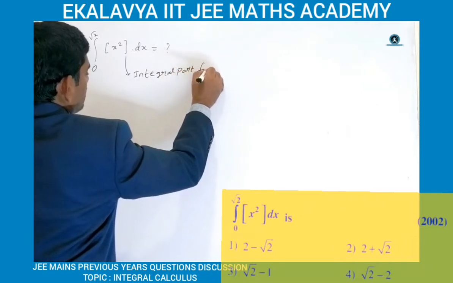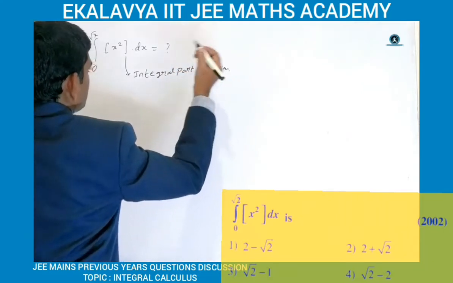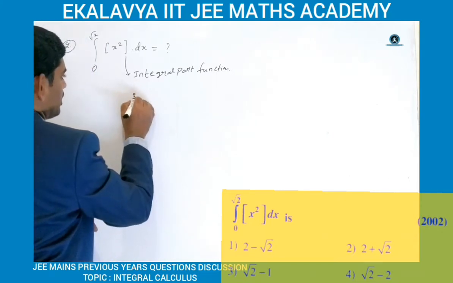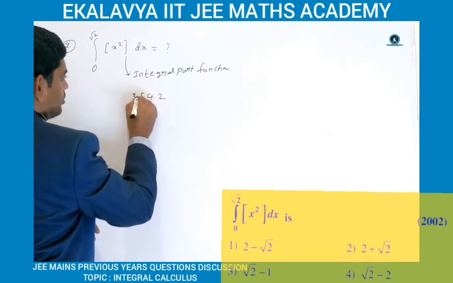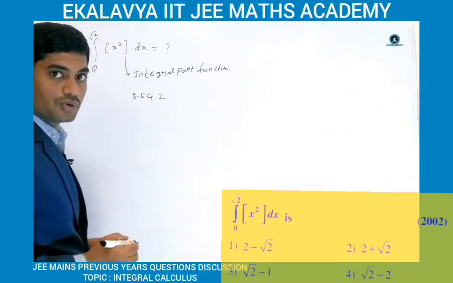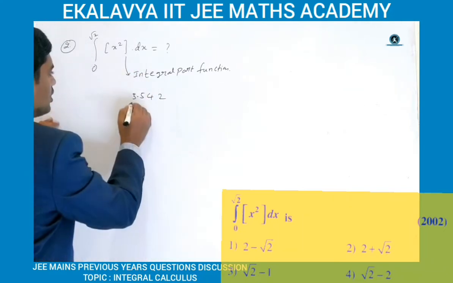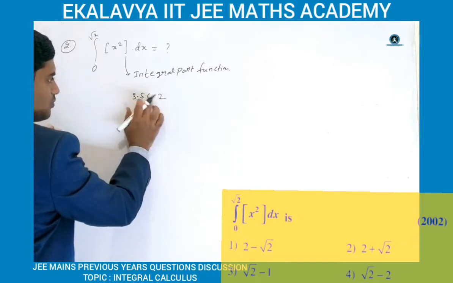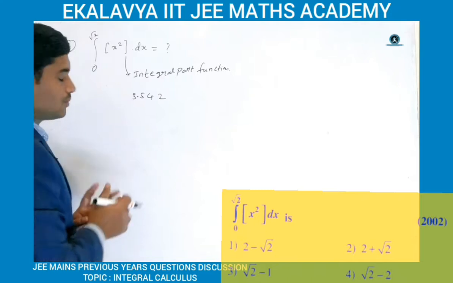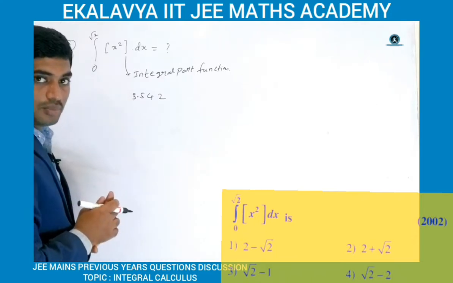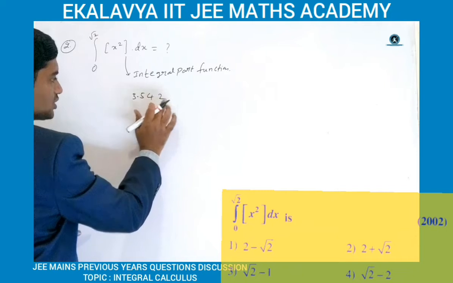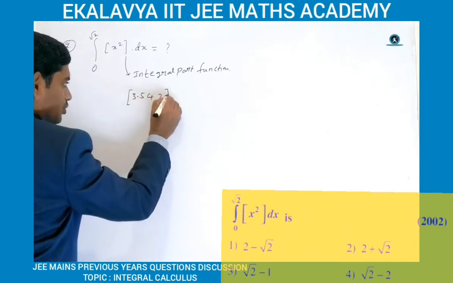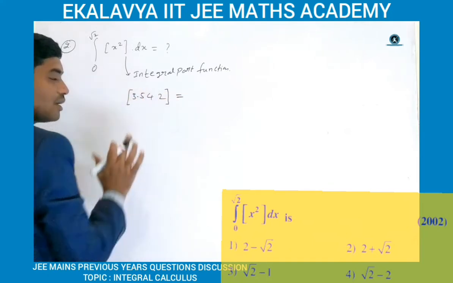Integral part function. So what is a step function? Suppose I am taking 3.542. Here 3 is called the integral part, and 542 after the decimal is called the decimal part. Suppose if you want to find the step of 3.542, we take only the integral part alone.